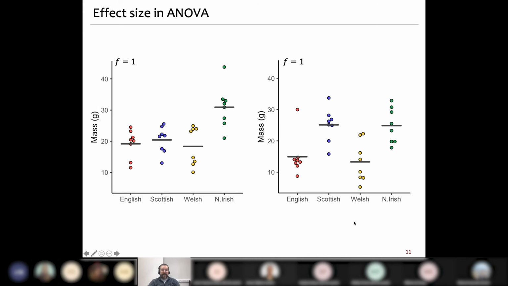Here you can see 2 examples of ANOVA where the effect size F is exactly the same. This is the problem with ANOVA, that ANOVA tells you that something is different, but you don't know what. On the left, one group, Northern Irish mice, have quite larger mass than other groups. On the right, there are 2 groups higher, 2 groups lower, and they both produce exactly the same effect size.